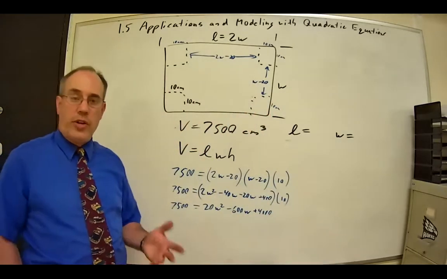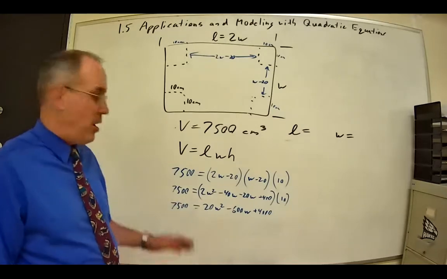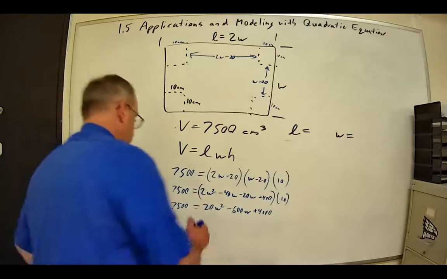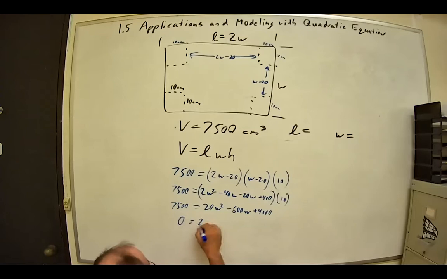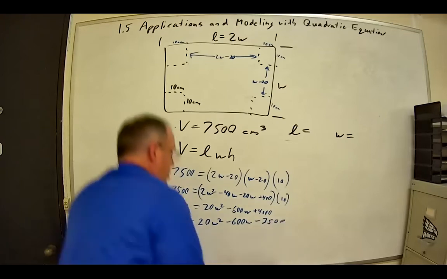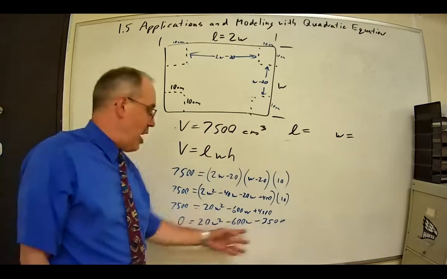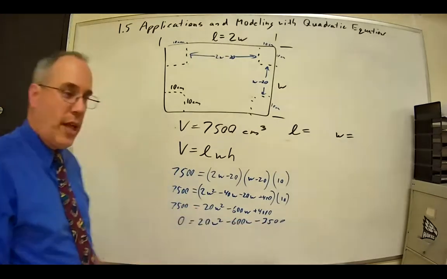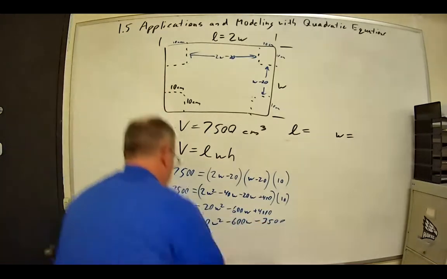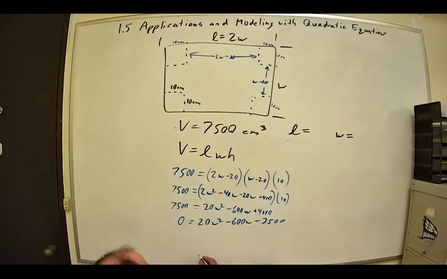So we got that. Well, if we're going to solve it, we know we've got to get 0 on one side. So I'm going to move the 7,500 over by subtracting it. So I have 0 is equal to 20W squared minus 600W, 4,000 minus 7,500 is minus 3,500. Now, I could start with it right here, but I do realize that these are both divisible by 20, so I can cut it down a little more. And I'm just going to move this stuff over to the other side as I do that.